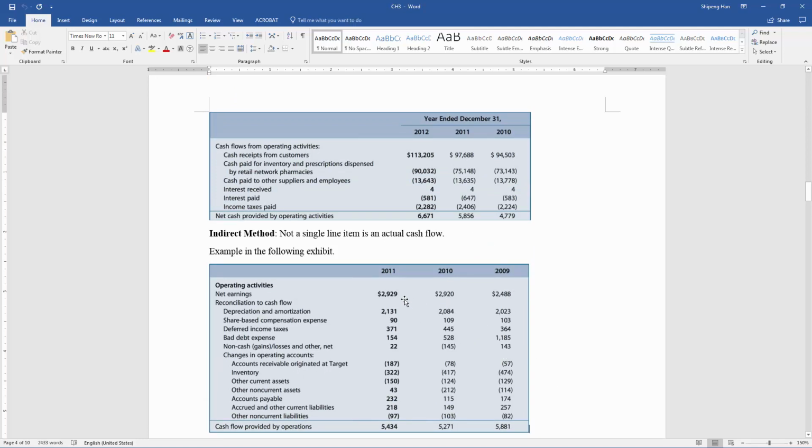And by the way, all the numbers except the bottom line are not cash flows. They do not represent the amount of cash receipts and disbursements. But whichever method you use, you always get the same balance or net change of the cash flow. And these two methods only apply to the operating cash flow. Investing and financing activities are the same, so there are no different methods.